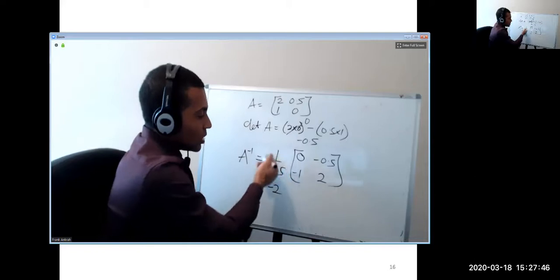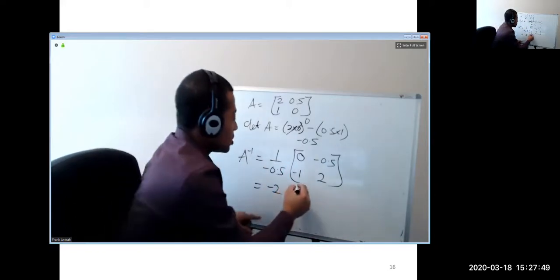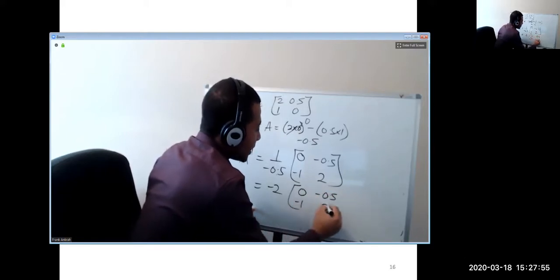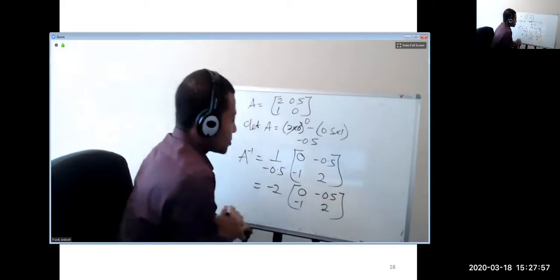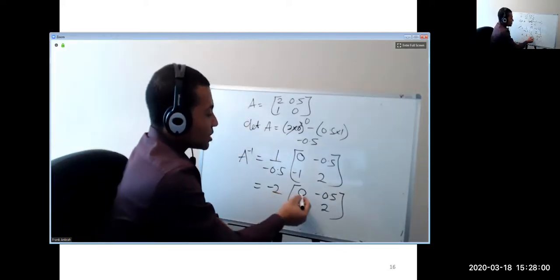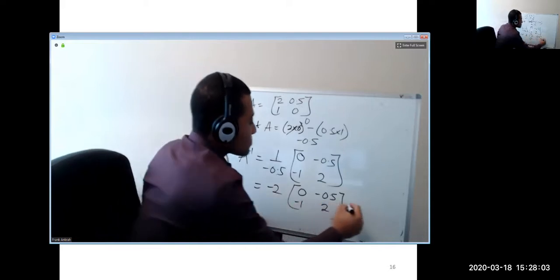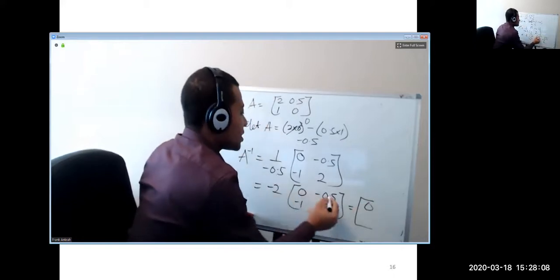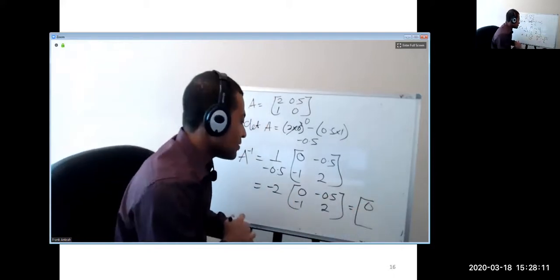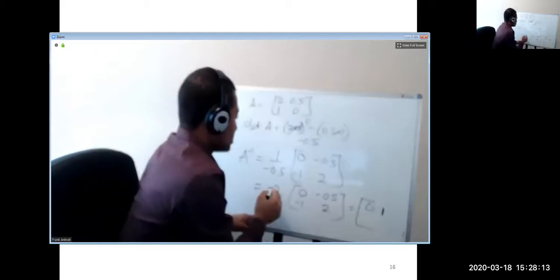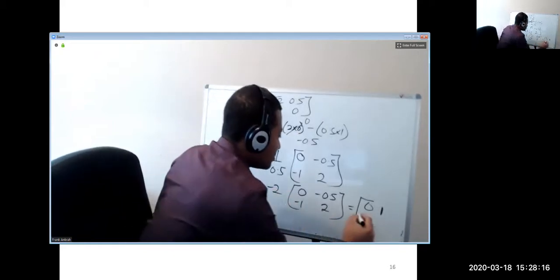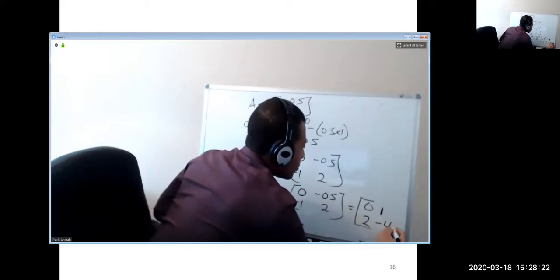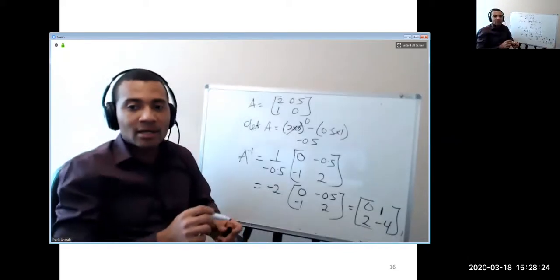Okay, you can use your calculator to do this. So it's going to give us negative 2. So negative 2, and I'm having 0 minus 0.5 there, minus 1 and 2 here. So I multiplied this across. Minus 2 times 0 is 0. Minus 2 times minus 0.5 is 1. Minus 2 times minus 1 is giving me 2. And minus 2 times 2 is giving me minus 4. So this should be my final answer.